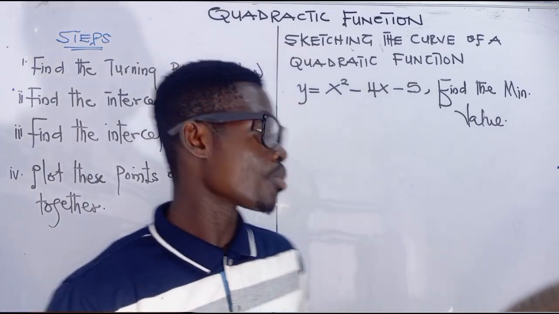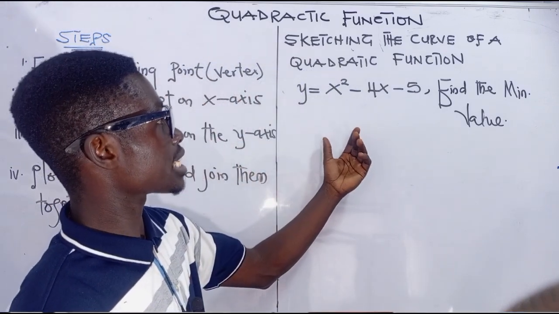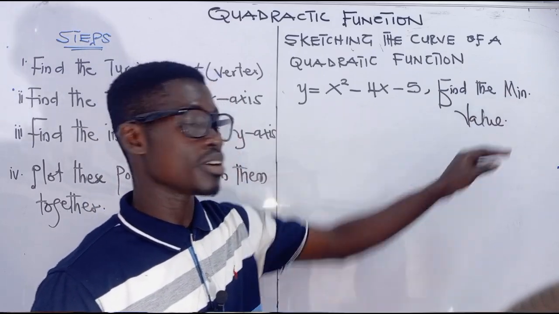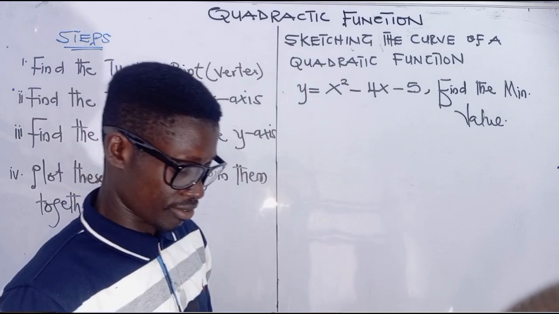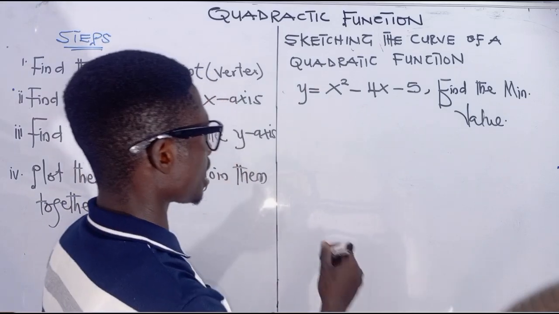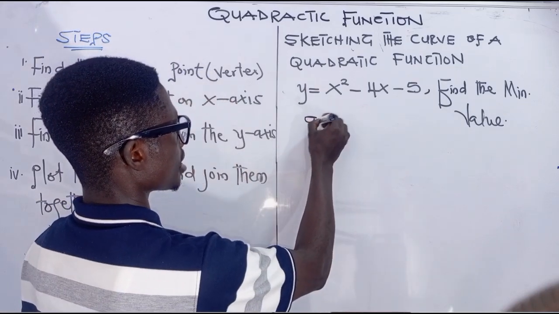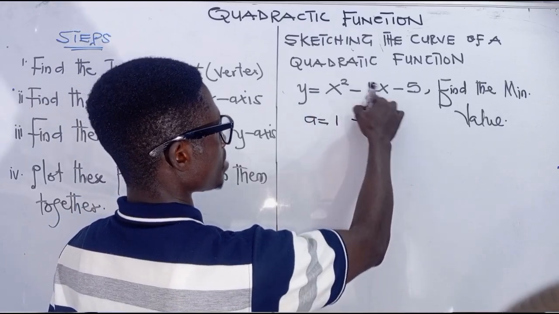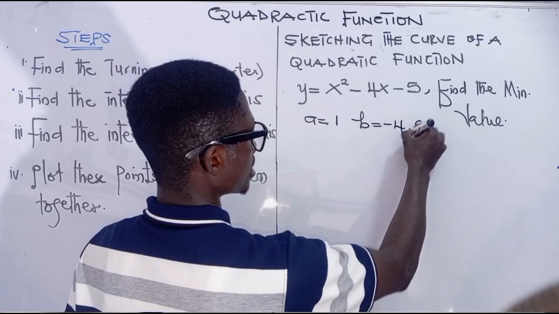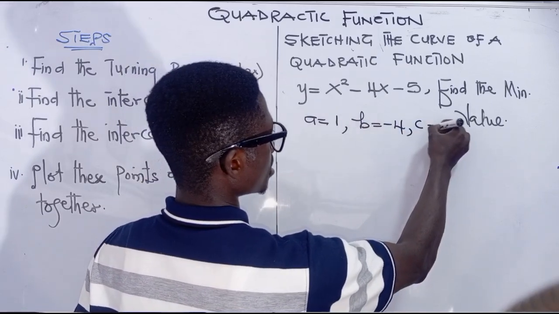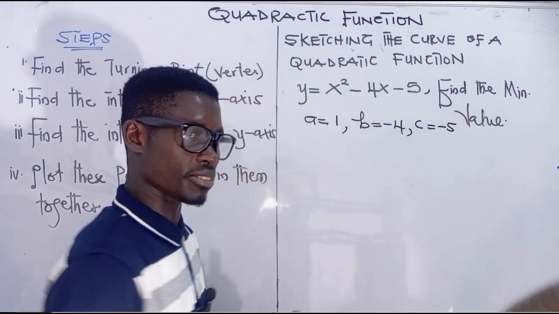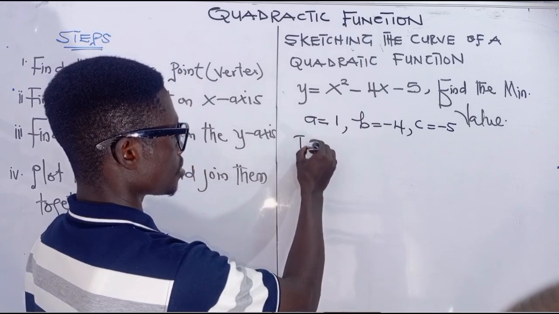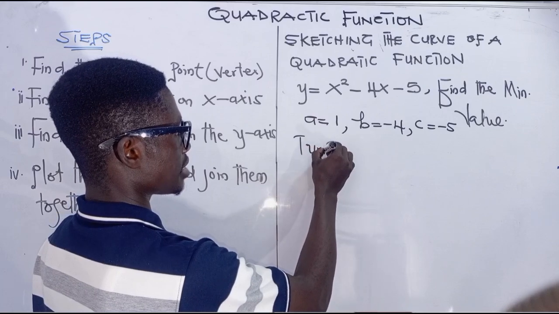As easy as that. So we have a question on the board. We want to sketch this quadratic function, and then we have to find the minimum value for this quadratic function. So in doing that, let's identify our a. Our a is going to be 1, our b is going to be -4, and then our c is going to be what? -5.